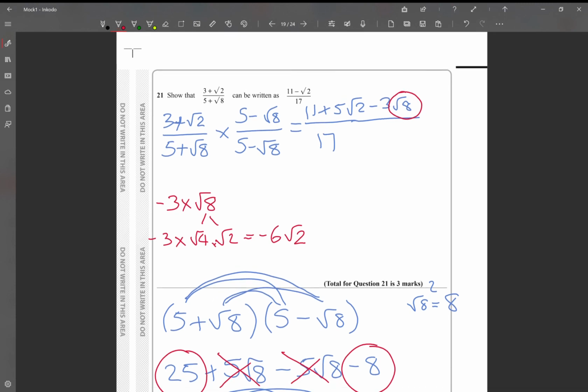Okay, so back here, if I was to rewrite this out now, it equals 11 plus 5 root 2 minus 6 root 2 divided by 17. We're still not quite there yet, are we? Something over 17 is fine. But these root 2's, because they're the same base number, 5 root 2 minus 6 root 2, can be simplified. So 5 minus 6 is minus 1. And we don't need the 1 in front of the root, so just minus root 2. Okay, so therefore you've now shown that that can be the same as that.